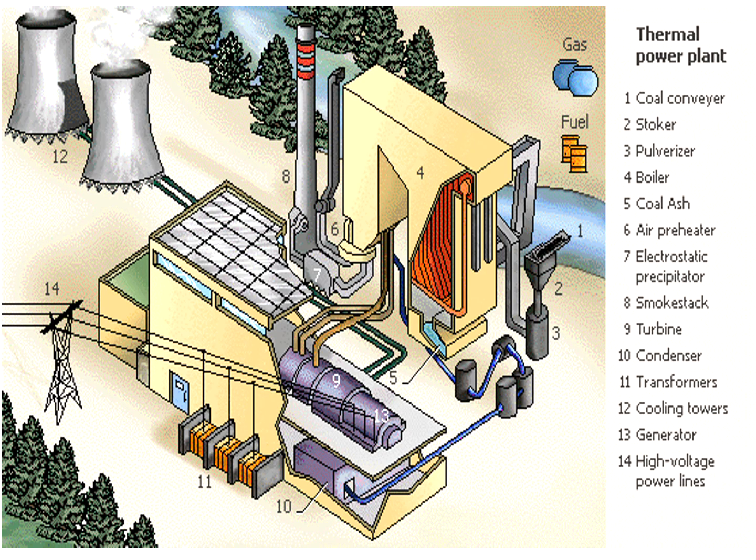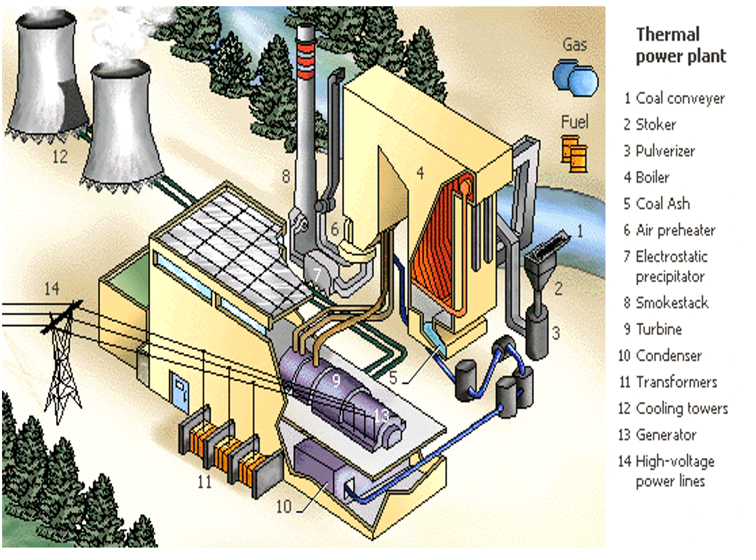Here is a nice depiction of a thermal power plant. How does it work? The first one we can see is the coal conveyor, and the second is the stoker, then the pulverizer, then the boiler. Number 5 is the coal ash, then 6 is the air preheater, then the 7th one is the electrostatic precipitator, then the 8th one is the smokestack, then 9 is the turbine, and 10 is the condenser.